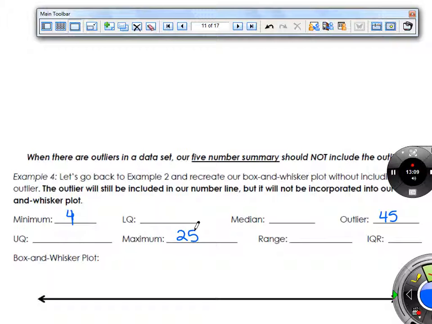All right, now this means the range of the data. Remember, the range is the maximum minus the minimum. So it's going to be 21.